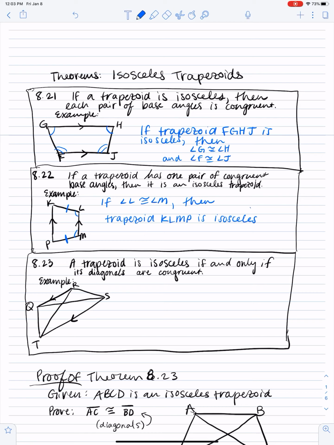Okay, and then 8.23, a trapezoid is isosceles if and only if its diagonals are congruent. So in this case, here is a picture, and the example is if trapezoid QRST is isosceles, then QS is congruent to RT. Oh no, I'm sorry. If trapezoid QRST is isosceles, oh yeah, that is right. Then QS is congruent to RT.